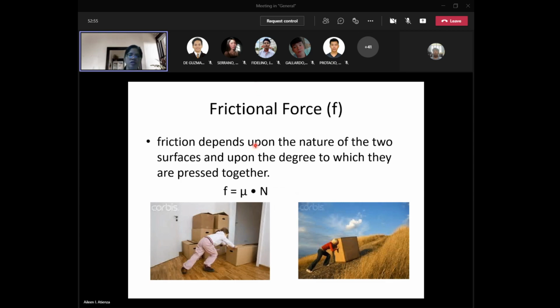So in getting frictional force, whether it's static or kinetic friction, it is equal to mu times N, wherein mu is the coefficient of friction. We have corresponding coefficients for static and for kinetic friction. So you just have to identify the contacting surfaces. For example, we have in here the box, carton, against the floor, which is also made of wood, if I'm not mistaken. So merong corresponding coefficient of kinetic friction for the contacting surfaces.